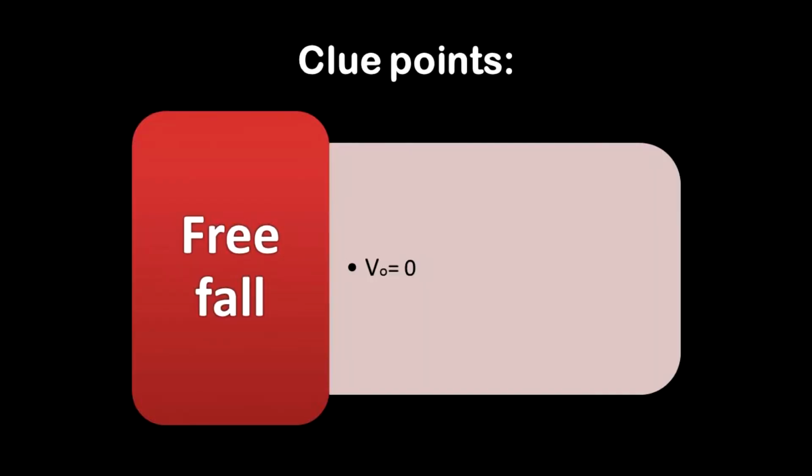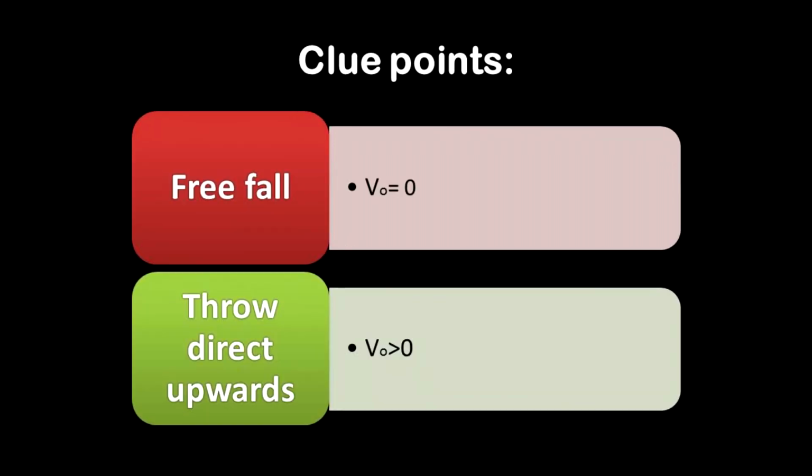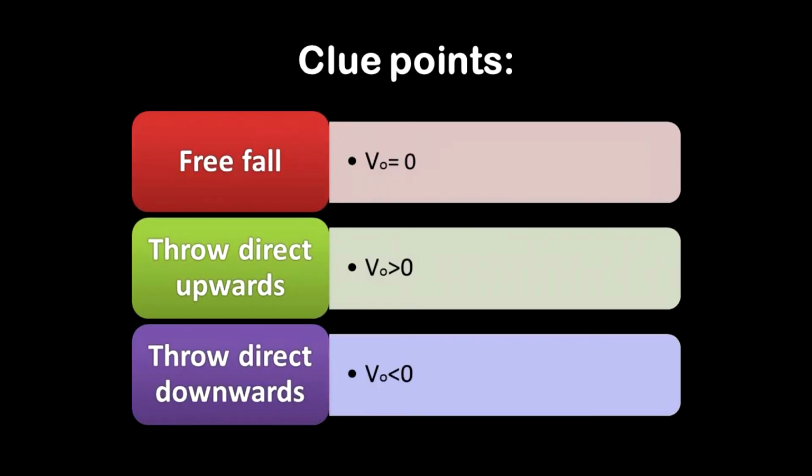To summarize the important points, we can say that the initial velocity in free fall will always be zero. In the vertical throw directed downwards it will always be negative, and in the vertical throw directed upwards it will always be positive.